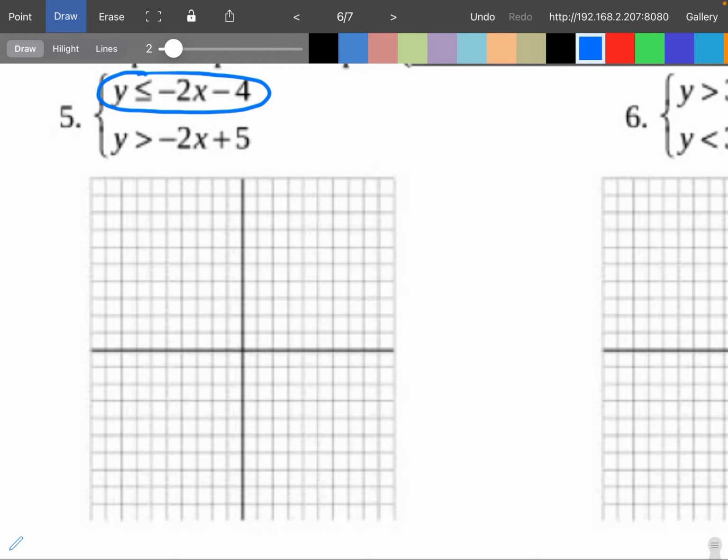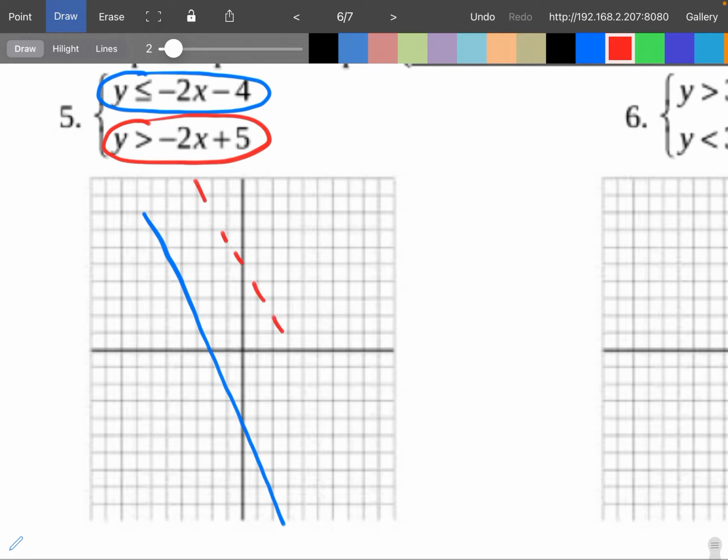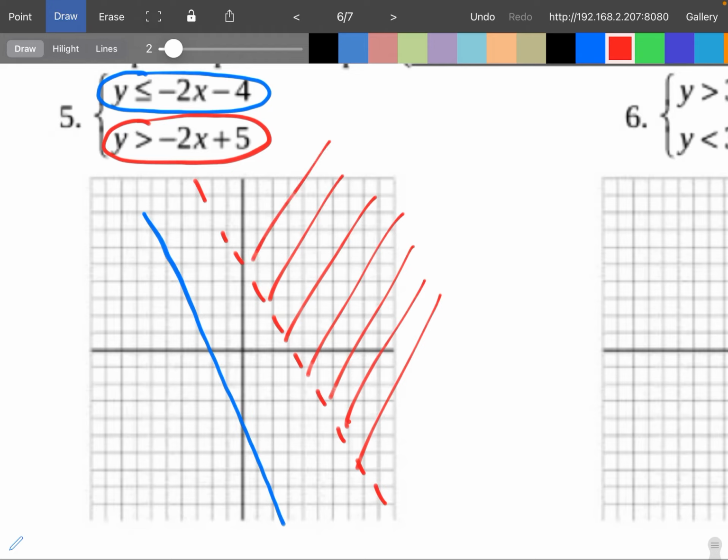Now let me just try a quick sketch of these so you can see what's going on. All right, I'm not going to get real particular here. I'm just going to sketch them really fast. You ready? So let's say we got a blue line here. It has the equal to bar, so it's going to be solid. It's got a slope of -2. It's got a y-intercept of -4. So it's going to be down here somewhere, okay?